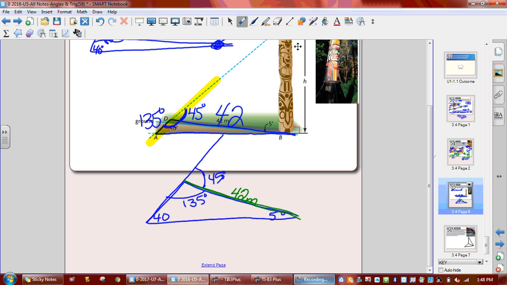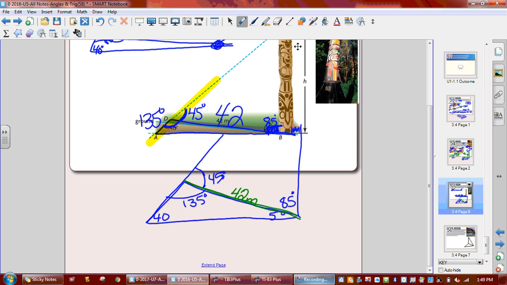So we have opposite pairs. If this is 90, everybody take a look. This is 90 right here. That means this part's 90. Well, if that part's 90 and the teeny piece is 5, how big is the rest of it? 85. So that angle right here is 85 degrees.